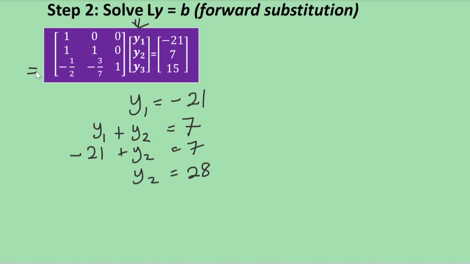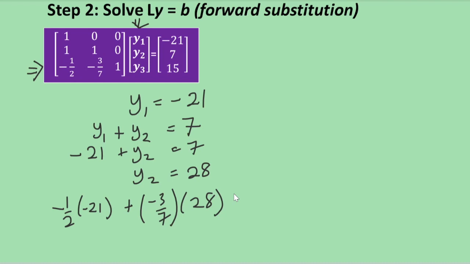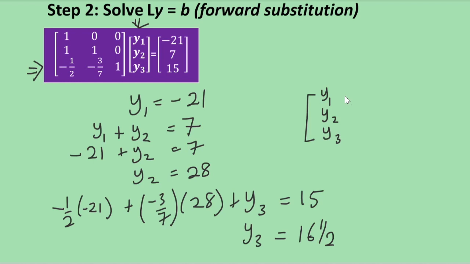Finally, we take the product of the third row multiplied with matrix Y, and we have negative half multiplied by Y1, and Y1 is negative 21, plus negative 3 over 7 multiplied by Y2, and Y2 is 28, plus 1 multiplied by Y3, and the answer would be 15. When we solve this, you could use your calculator to solve it quickly. Y3 gives us 16 and a half. And so the values of Y1, Y2, and Y3 would be negative 21, 28, and 16 and a half.